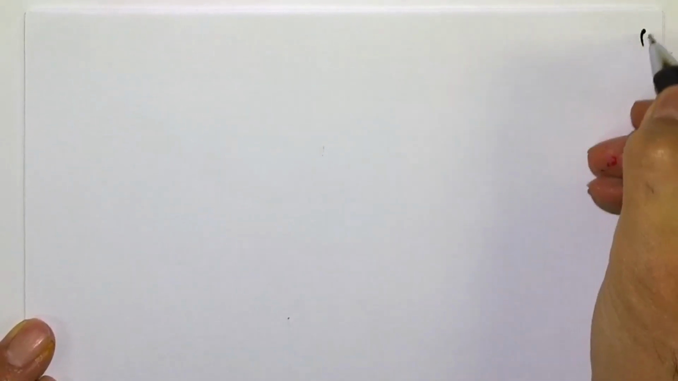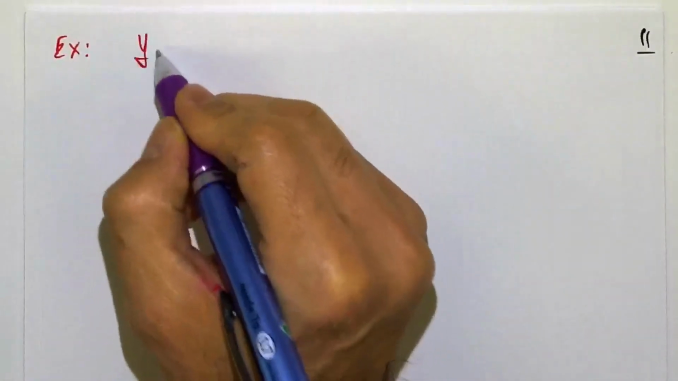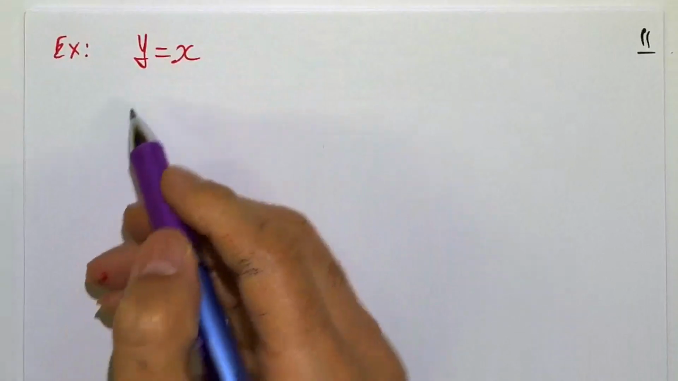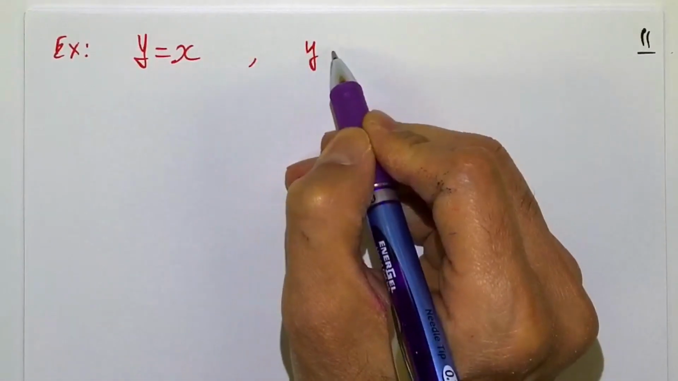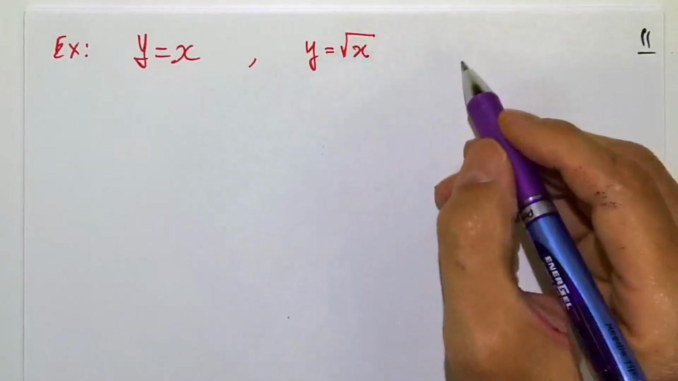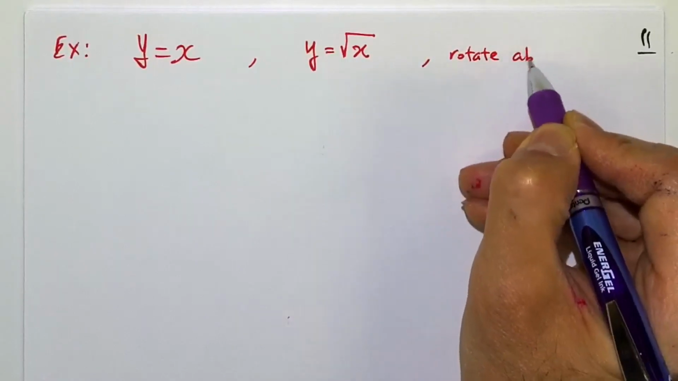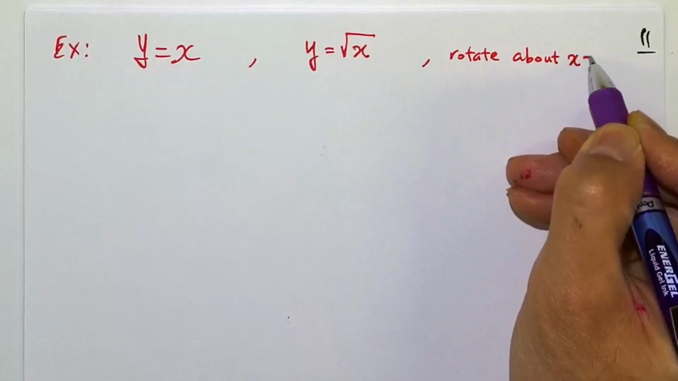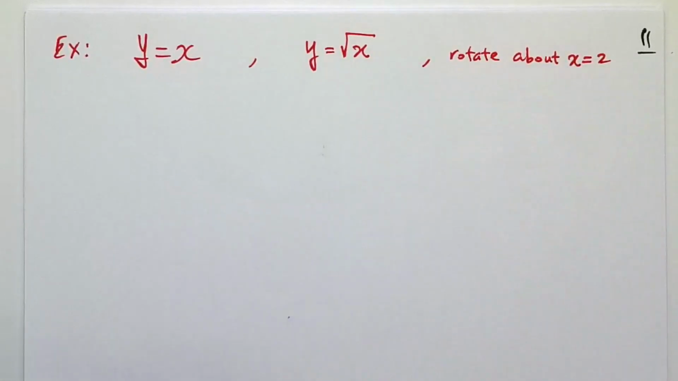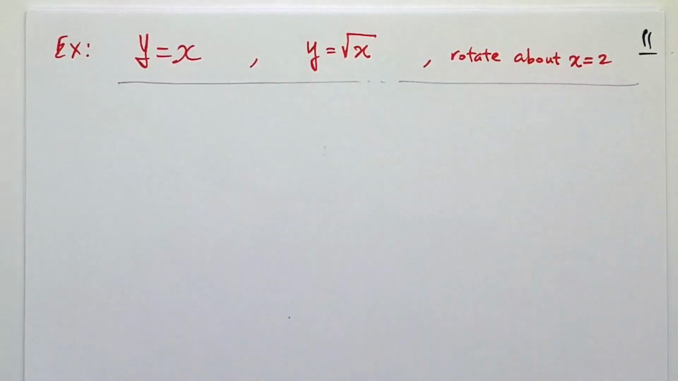So let us do another, this would be page 11, I guess. So in this example, we have the curve y equals x, or that straight line. We have the curve y equals square root of x, and this time we want to rotate about x equals 2, right? And let me quickly draw a line, faint line with my pencil.